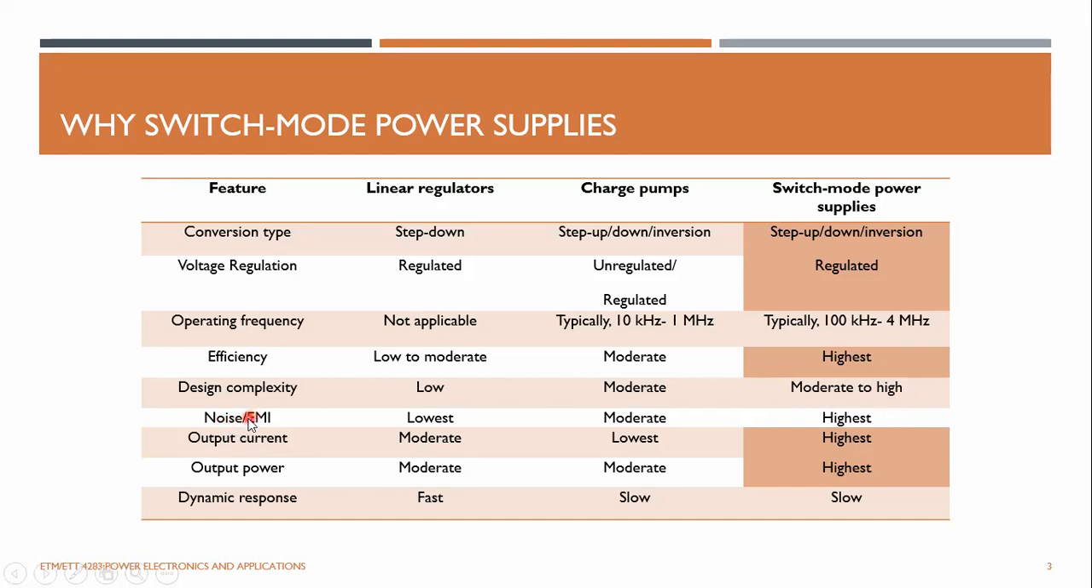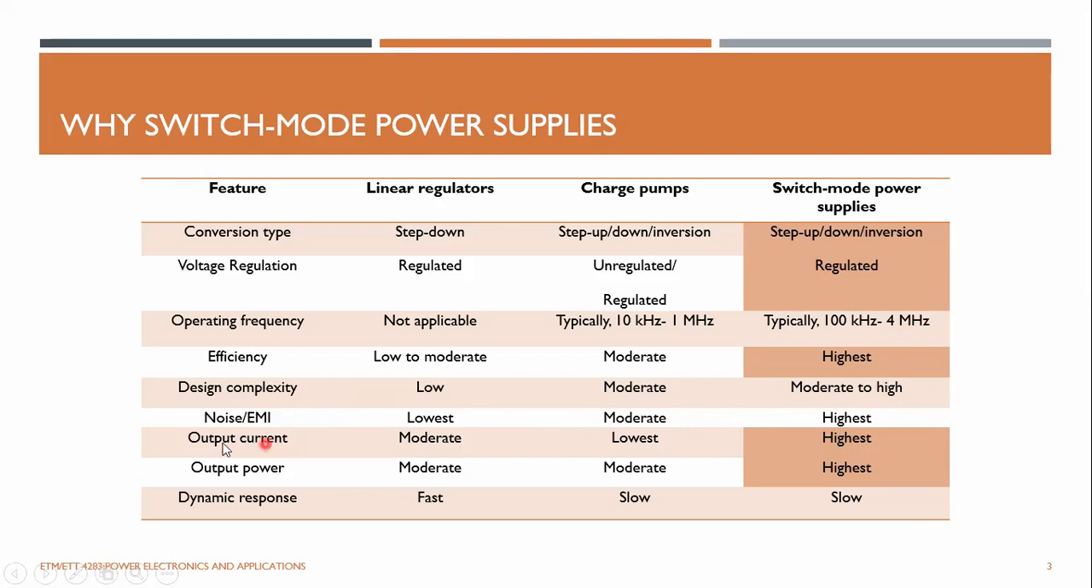Then the noise at the output voltage, the peak-to-peak ripple voltage, and EMI. EMI is electromagnetic interference, so that is radiated or conducted noise. Linear regulators have the lowest noise and EMI because it is linear, no switching involved. The switched capacitor converters have moderate noise and EMI because they are also switching the capacitive pairs. The switch mode has the highest EMI because it is switching inductors. Inductors sometimes act as antennas when you're switching at this kind of high frequency. Therefore it has high EMI.